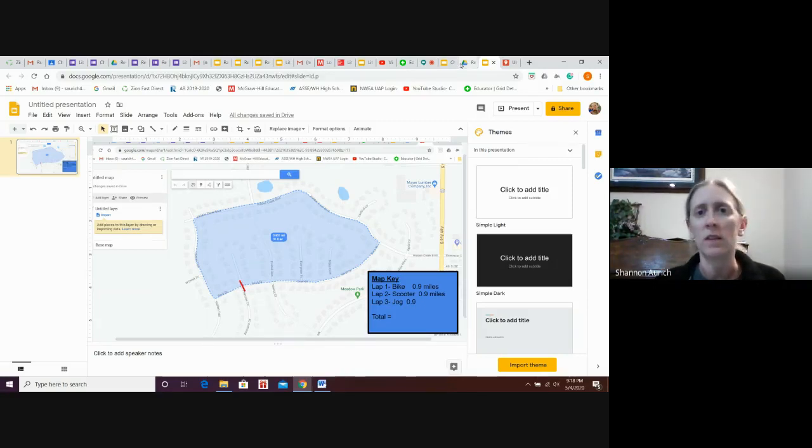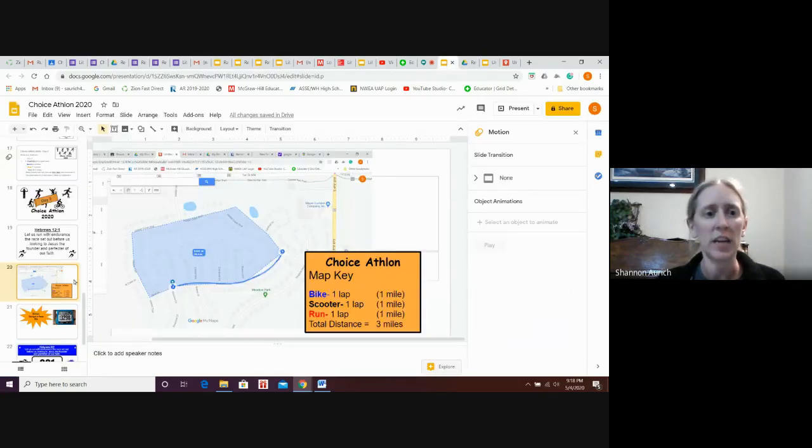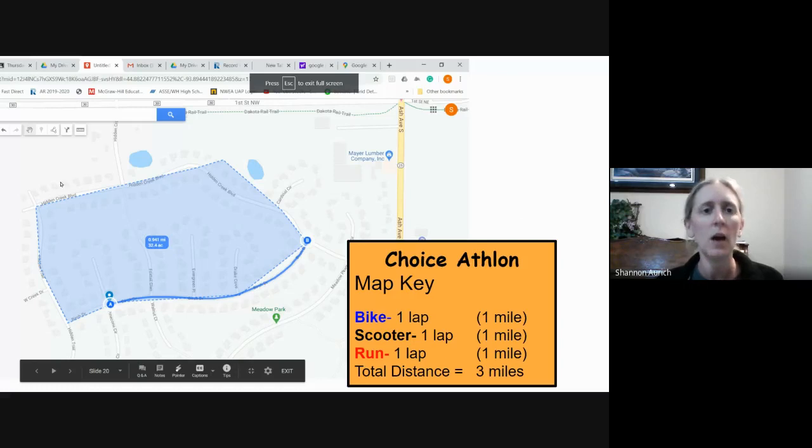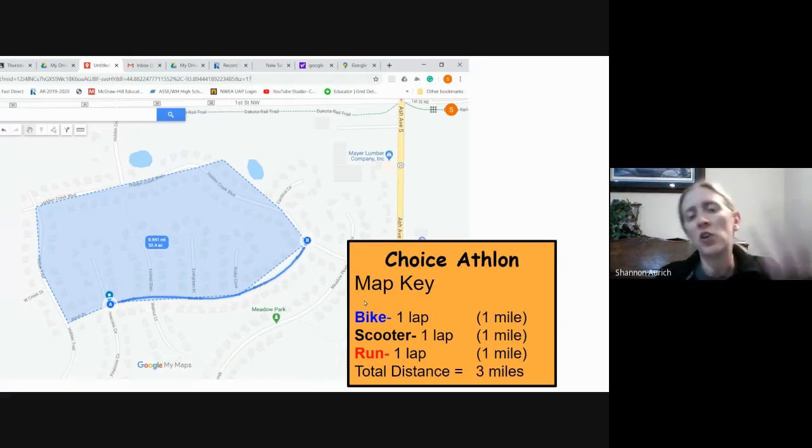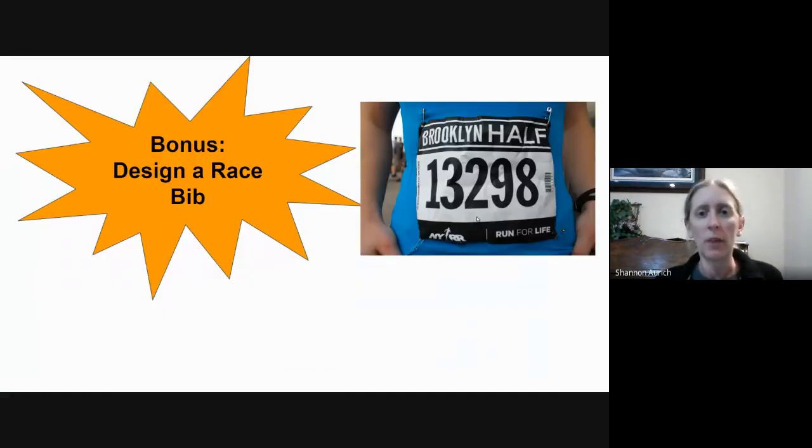So let's go back to Mrs. Orrick's presentation. Present from this slide. All right, so you're going to make a map with a key. And if you want to get super detailed, you could use the computer or you can just draw it, your choice. Bonus activity. Yes, bonus activity. You could make a race bib. Now, seriously, you don't have to do this, but if you want to, it might be kind of fun.